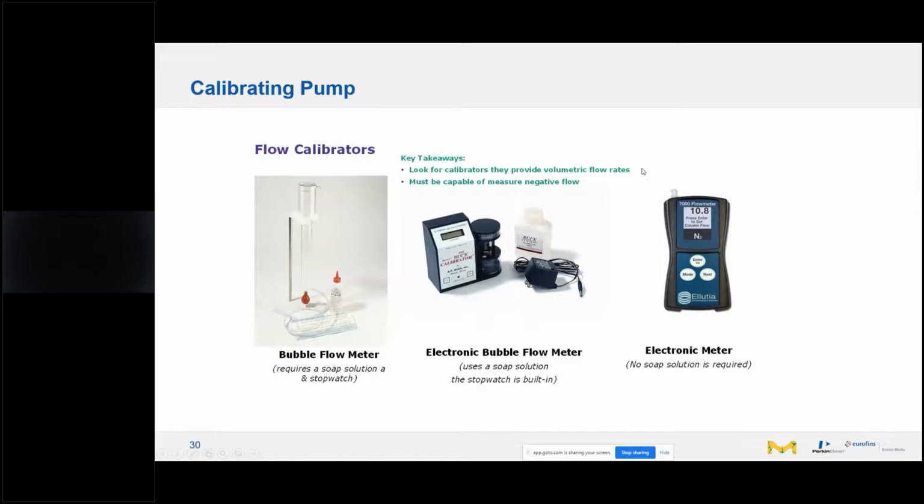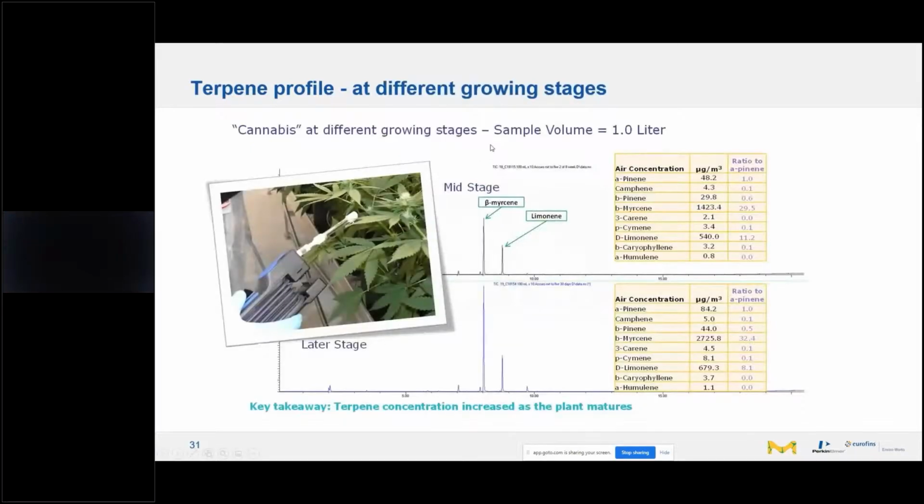I discussed calibrating the pump from one of the tubes, and here are just some of the ways that this is done. Of course, the flow meter is, in my opinion, the most accurate, but as long as the calibrators are calibrated, we're doing okay. And they're easier to use, of course, than a pump.